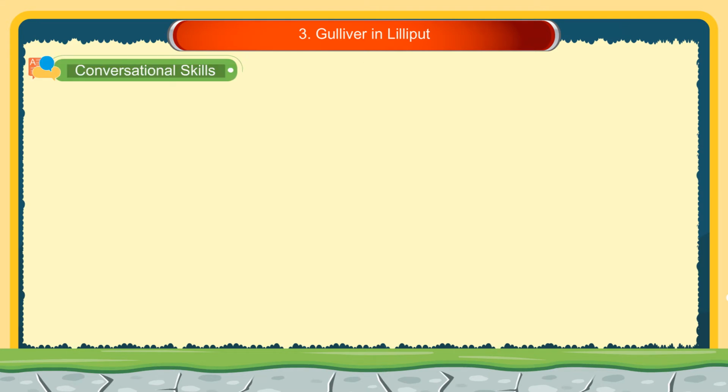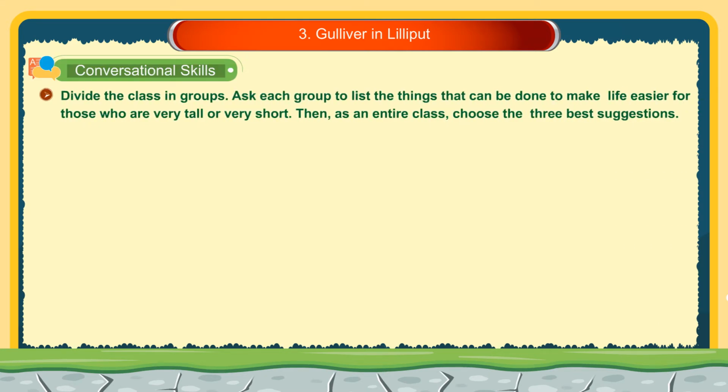Conversational skills. Divide the class in groups. Ask each group to list the things that can be done to make life easier for those who are very tall or very short. Then, as an entire class, choose the 3 best suggestions.